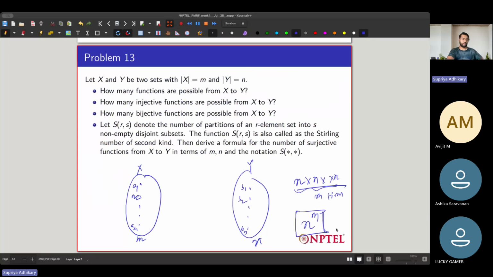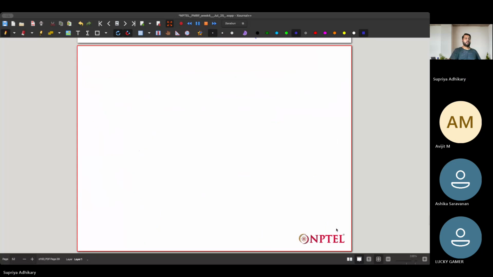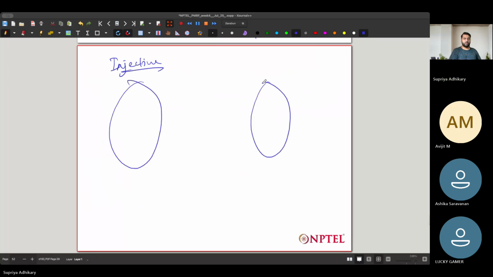So this is the total number of possible functions. The second is the total number of injective functions. Injective means that no two elements should map to the same element. So there are a1 to am, and b1 to bn. Now a1 can map to any one of the m elements. So the possible values for a1 is m.